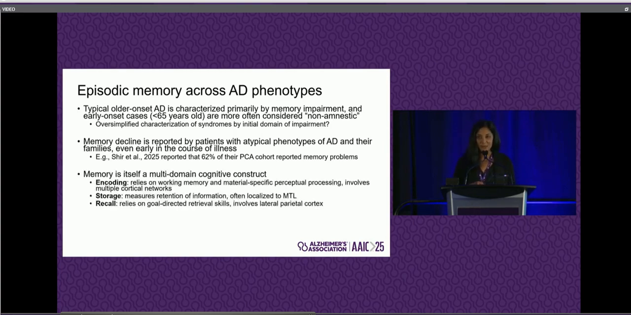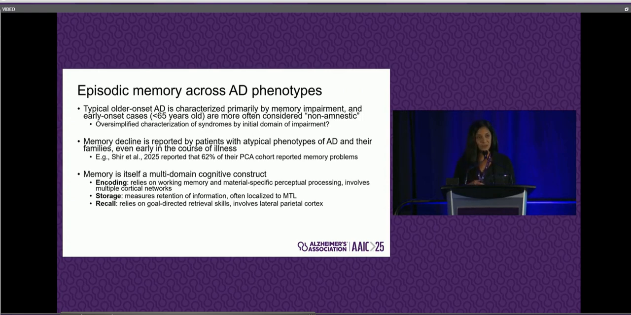Towards this end, it's important to realize that memory is not one monolithic entity. Memory is itself a multi-domain cognitive construct. So first, if we need to learn information, this encoding phase relies on working memory and material-specific perceptual processing. This relies on multiple different cortical networks.